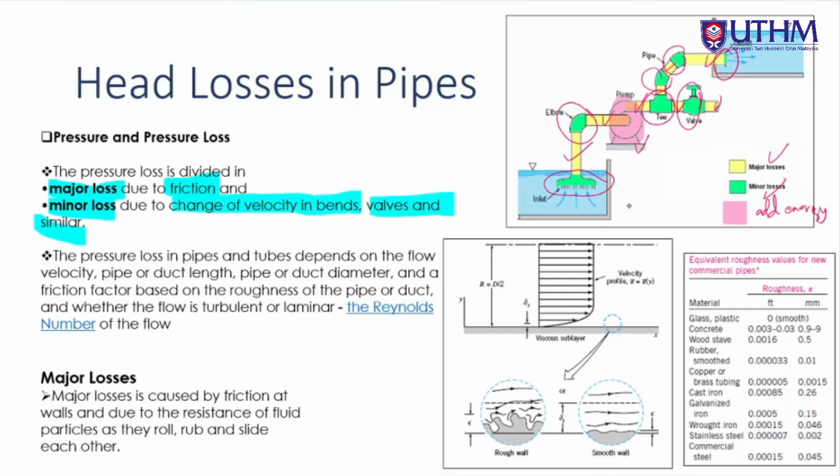Alright. So yang ni tak ada apa, yang ni lebih kepada perbezaan antara rough wall and smooth wall. Apa perbezaan dia dari bentuk, if let's say kita go through much deeper lah. And this is the surface roughness. So surface roughness tinggi, bentuk dia lebih ni lah. And kalau dia smooth, surface roughness dia berkurang. So major losses is caused by the friction at the walls due to the resistance of fluid particles as they roll, rub and slide each other. Bentuk dia macam tu.